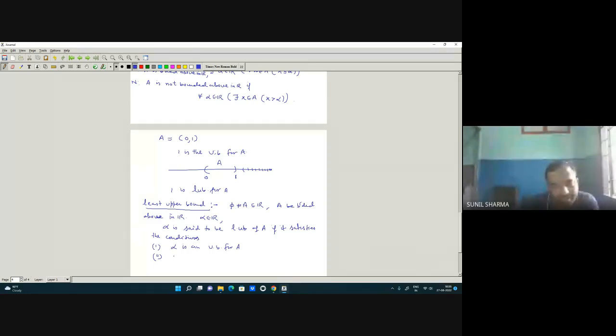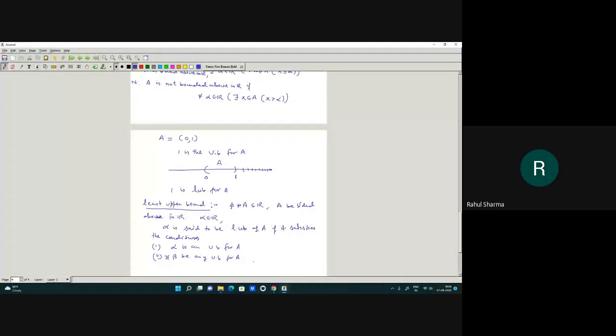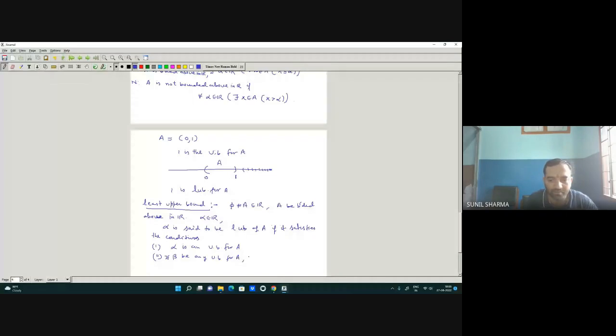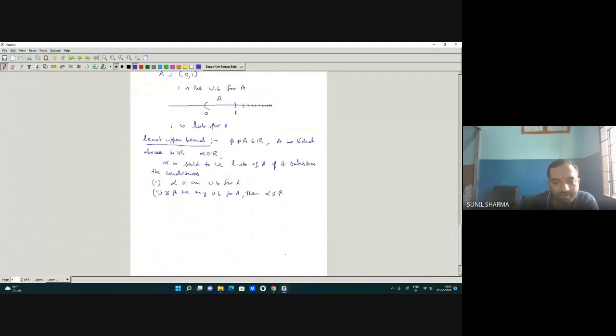So if I take beta to be any upper bound for A, then what is the relation between alpha and beta? Alpha is less than or equal to beta. Then alpha is less than or equal to beta.